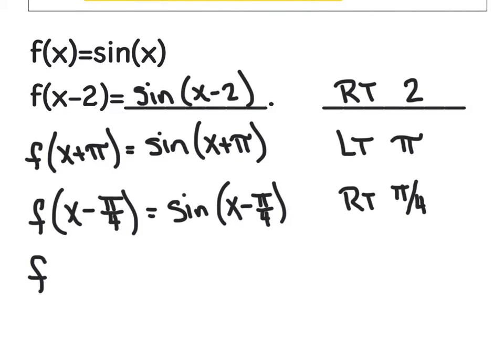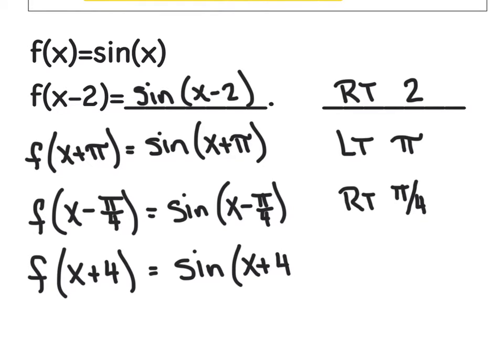Let's see, what if we wanted to do, again, we said a lot of them are going to be in terms of pi, but they don't have to be. We could say f of the quantity x plus 4, which now becomes the sine of x plus 4. And we would be shifting everything to the left 4 units.